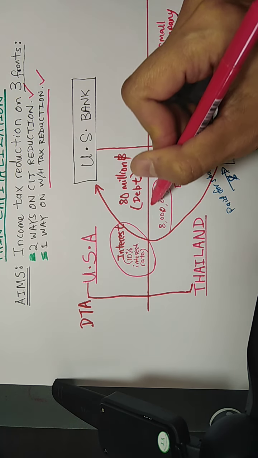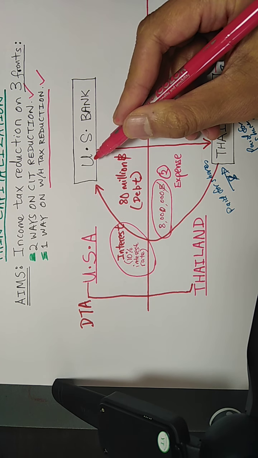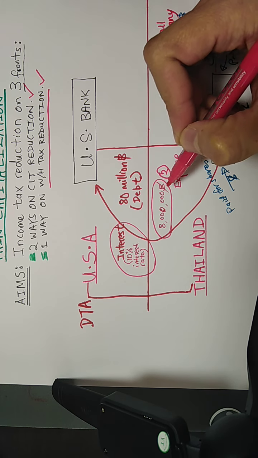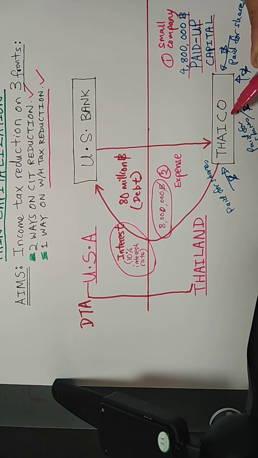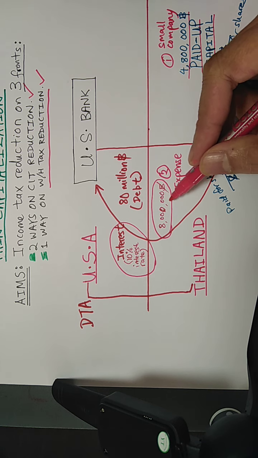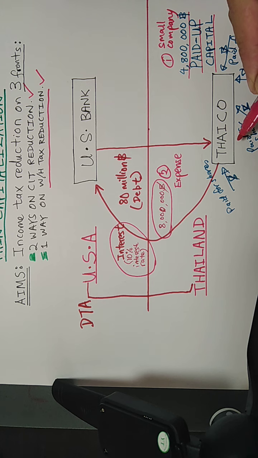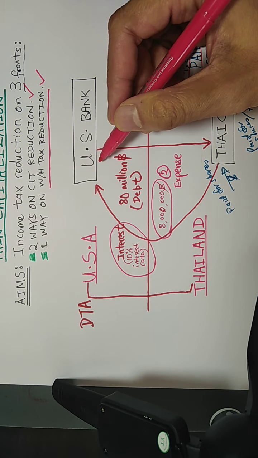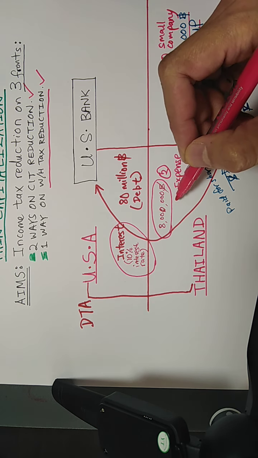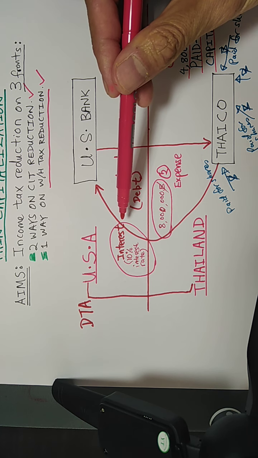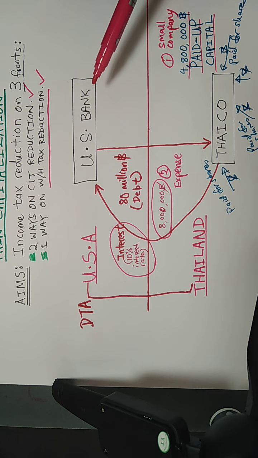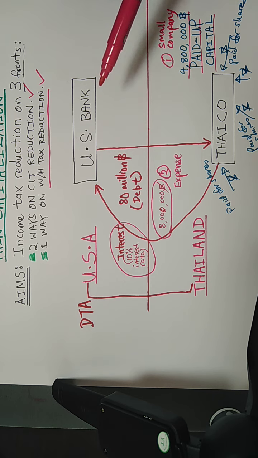You see, this amount of interest paid out to the US bank is income for the US bank received from a Thai customer. This 8 million baht interest received by the US bank is subjected to withholding tax of how much? Well, the regular rate is, what is the withholding tax for interest paid to a foreign company, the US bank in our example here, not operating business in Thailand? What is the withholding tax rate? 15%.